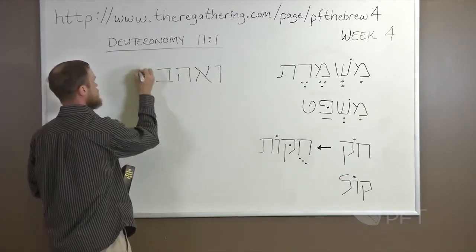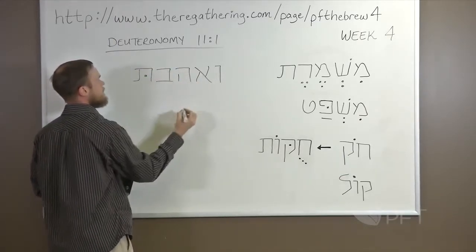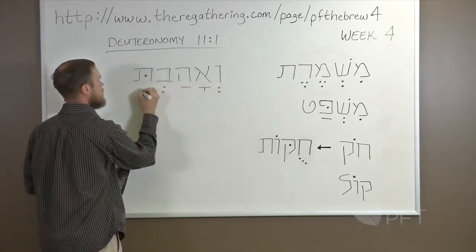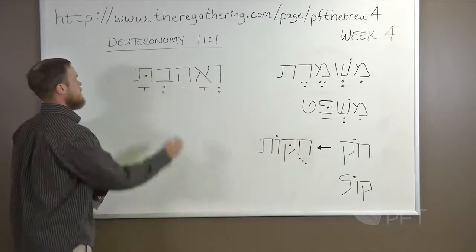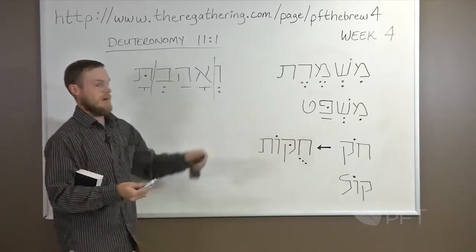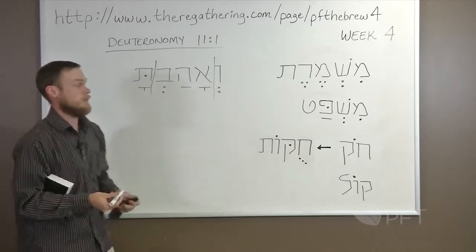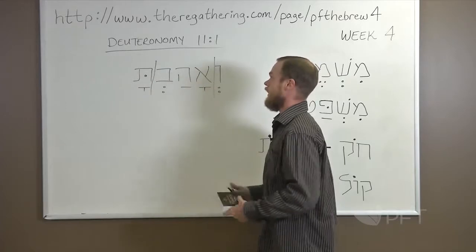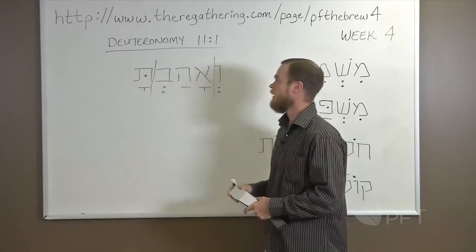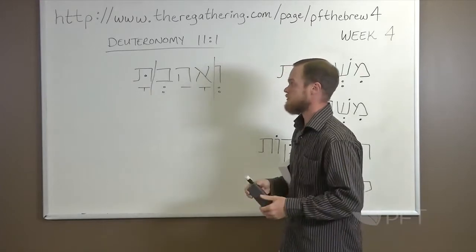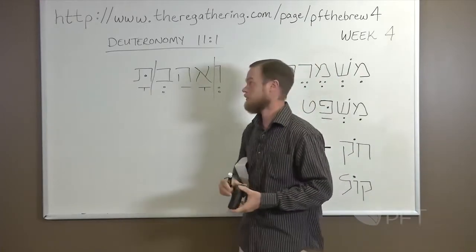And we should recognize this verb from last week. All right, we can separate our prefix and suffix right away. Vav we recognize as a prefix. The ta at the end we should recognize right away as a suffix, leaving us with aleph he beit, which means to love.